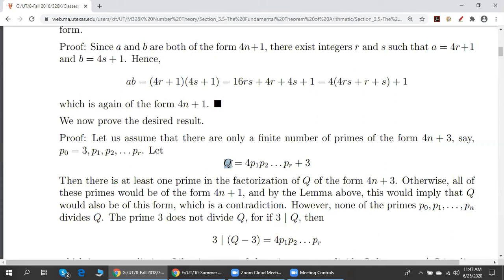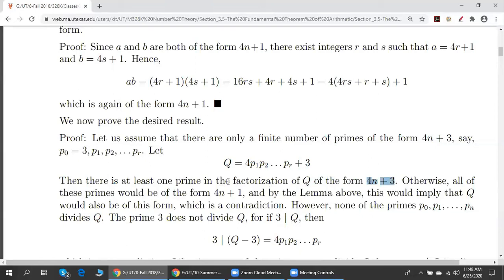Now let us factor Q. Let us factor the whole thing. So over here we claim that one of the factors of Q is of the form 4n plus 3. Moreover, one of prime factors. Here is why.